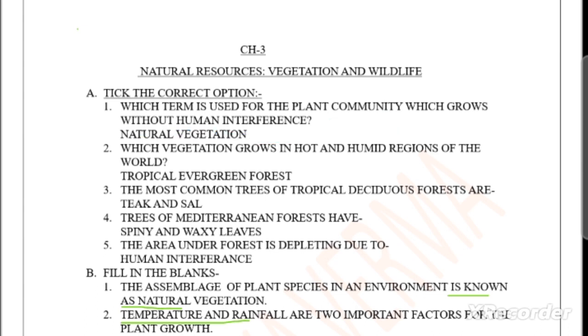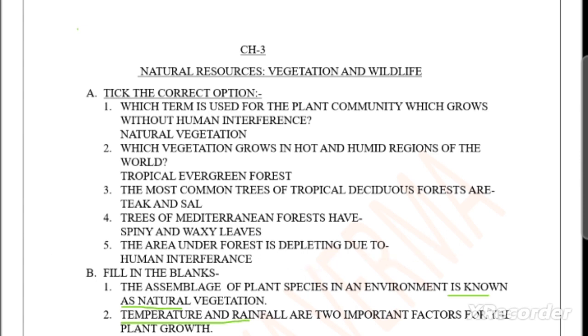Now, which vegetation grows in hot and humid regions of the world? That is tropical evergreen forest. Coming to the third question, the most common trees of tropical deciduous forest are teak and sal, and trees of Mediterranean forest have spiny and waxy leaves. And the area under forest is depleting due to human interference.